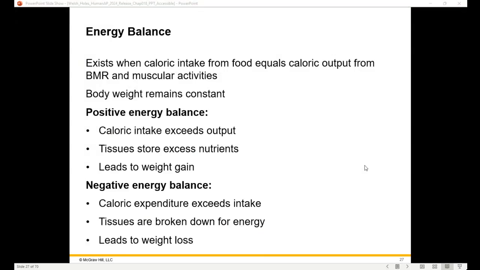Energy balance. This exists when caloric intake from food equals caloric output from BMR and muscular activities. Body weight remains constant. In positive energy balance, caloric intake exceeds output. Tissues store excess nutrients and this leads to weight gain. Negative energy balance is when caloric expenditure exceeds intake. Tissues are broken down for energy, and this leads to weight loss.